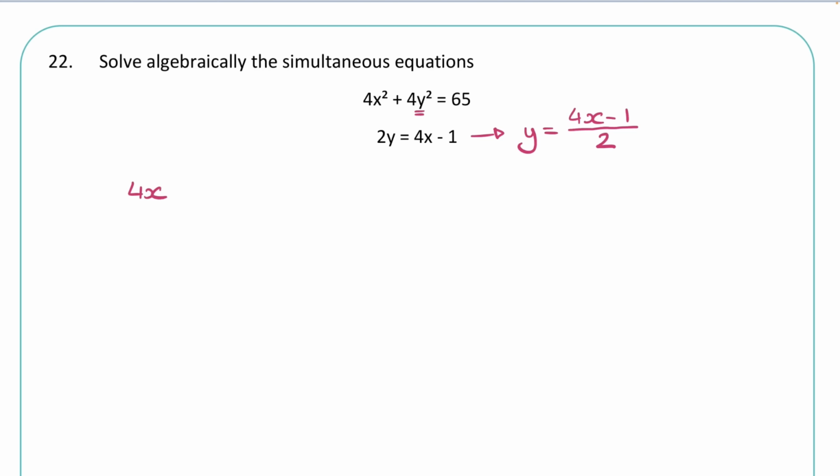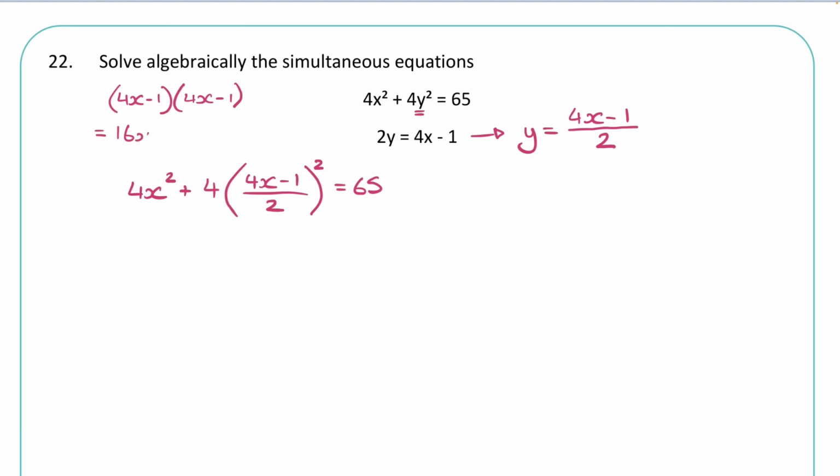So we have 4x squared plus 4 lots of 4x minus 1 over 2, and that is squared, and that equals 65. Now that bracket there where we square that, on the numerator we are going to have to do 4x minus 1 squared, which is going to be a double bracket. So I'm just going to work that out to the side, 4x minus 1 and another 4x minus 1. That gives me 16x squared minus 4x minus another 4x, which is minus 8x, and then plus 1. So that's what the numerator is going to be when we expand it.